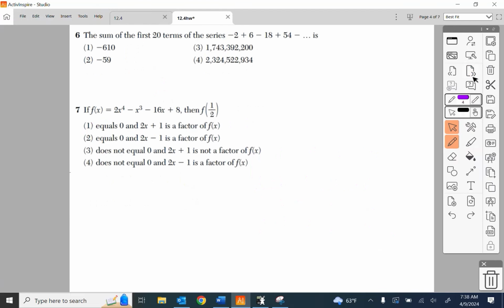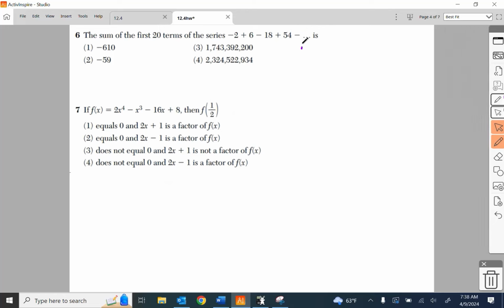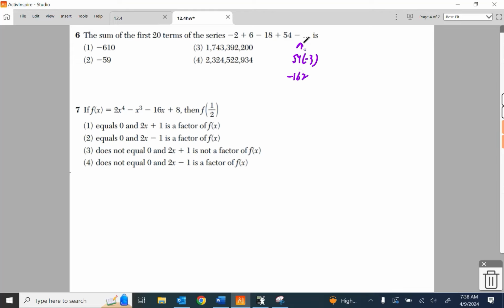The sum of the first 20 of the series -2 plus 6, -18 plus 54 minus is, this would be a pain to write out. Like the next term here is going to be 54 times -3, which is -162. And then you multiply by a -3 again. And I am just so tired, positive 486, so plus 486. And then you have a minus sign, because it's going to be 486 times 3. And that goes on. It would take you a while to write out all 20 of these, so your best bet here is to use a formula.